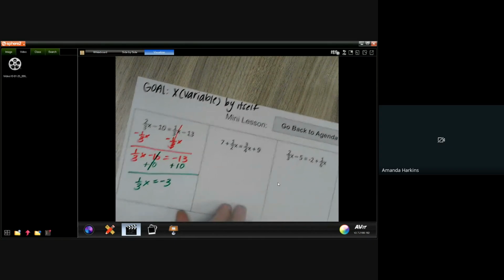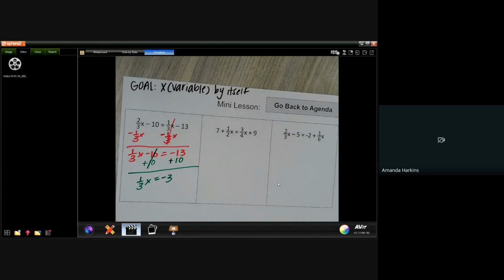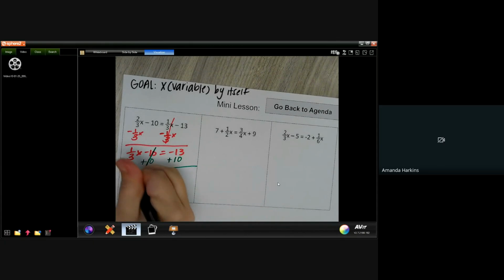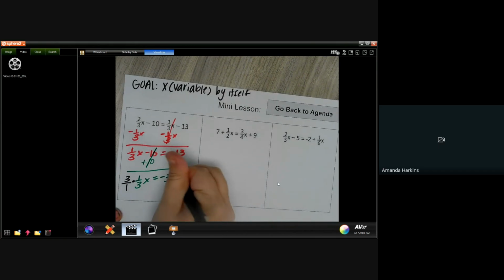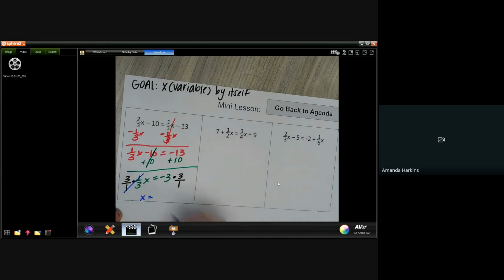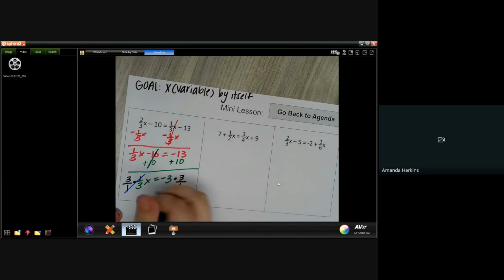Now is the fun part. In order to get x by itself, I'm going to have to multiply by the reciprocal. So remember, reciprocal just means that we're going to flip the fraction. And so I'm going to multiply it by the reciprocal on both sides. My 3/1 and my 1/3, they make 1. So I'm left over with x. So now I have negative 3 times 3/1, and I should get negative 9.